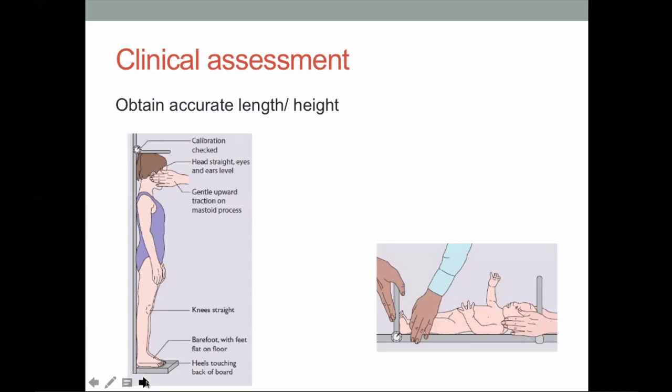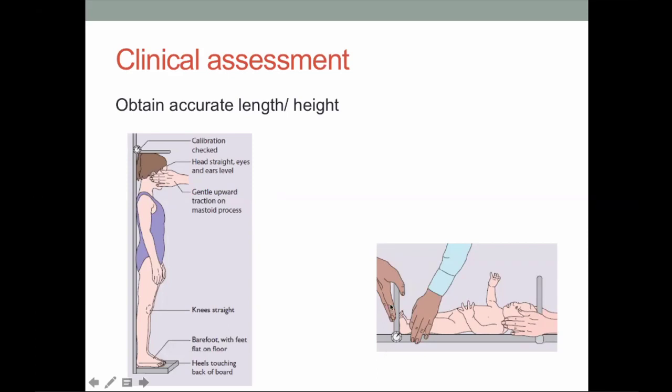Now, the first thing you have to do is you have to be able to take a correct height assessment. So after 2 years of age, you can get the child to stand and do the height. Before that, they are not capable of standing or of understanding the commands necessary to stand according to instructions. So up to 2 years of age, you measure the length, so it's not the height, it's the length, by using an infantometer.